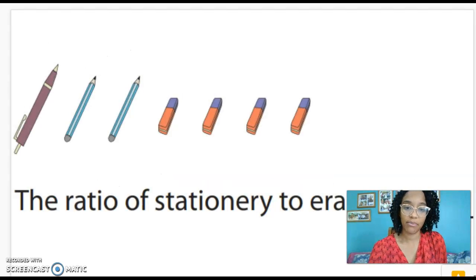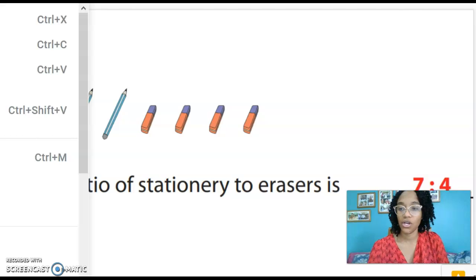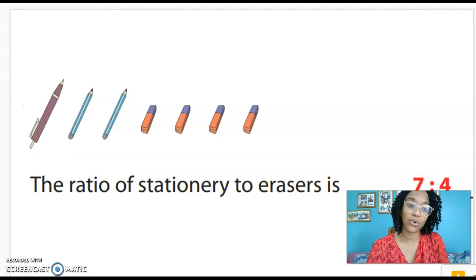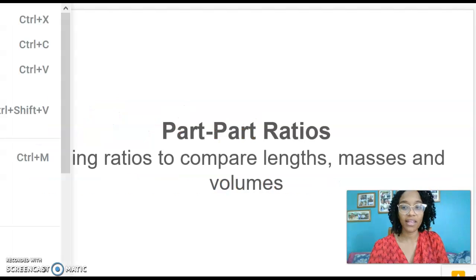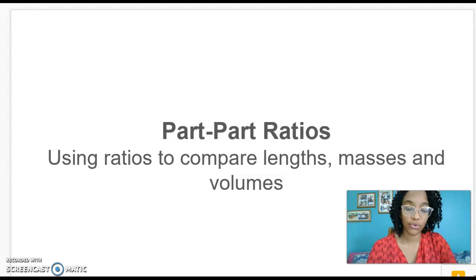Now, let's look at another example. We're looking at the ratio of stationery to erasers, okay? In this case, pens, pencils, and erasers are all part of our materials or stationery, okay? So we're looking at the whole in comparison with the part. Let's count the whole bit. There are 7 total items. Let's count just the part, the erasers. There are 1, 2, 3, 4 erasers. So the ratio of stationery to erasers is 7:4. Now we're going to go back to part-part ratios, but try something a little bit new, okay?